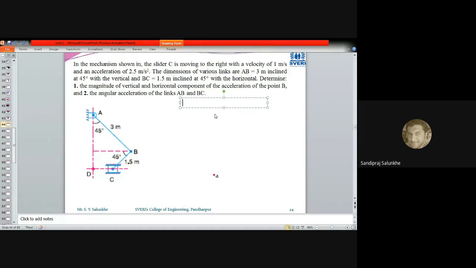Now the given problem we have drawn as per the instructions given in the statement, the space diagram. You can see this space diagram. In this space diagram, the input given is that the slider is moving with linear velocity of 1 meter per second to the right, and acceleration equal to 2.5 meters per second squared. And the dimensions of the remaining links are given: AB is 3 meters, BC is 1.5 meters.